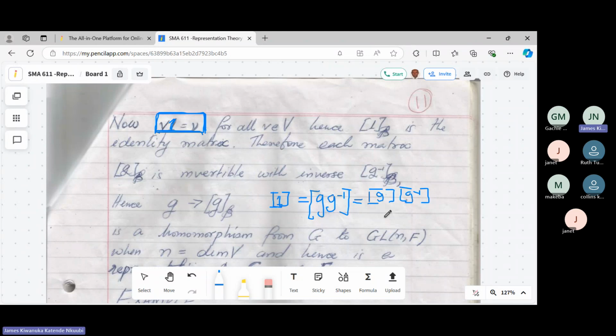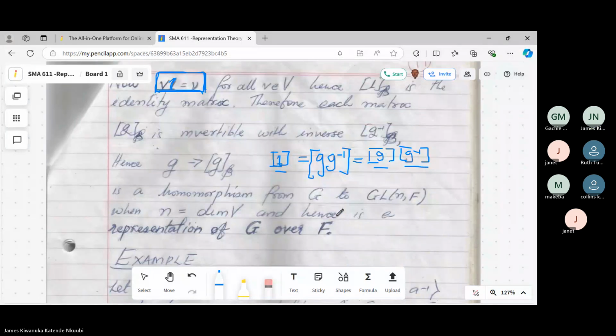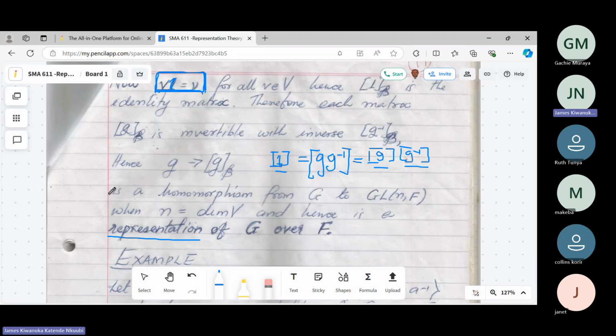So what does that mean? Each one of these matrices has another matrix whose product gives you the identity. So that means the matrices are invertible. So we can conclude that that map gives you a representation of G. Are we together? Yes. Good.